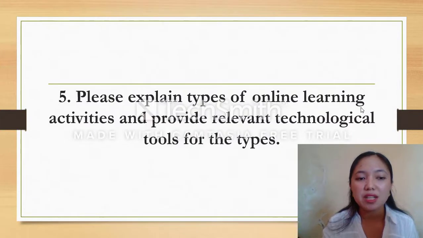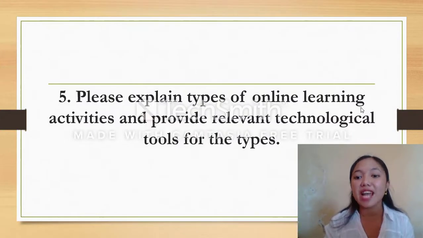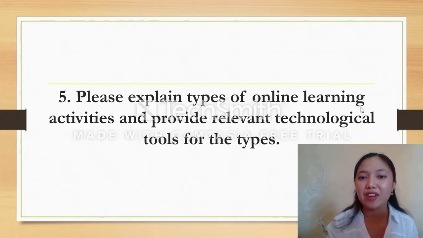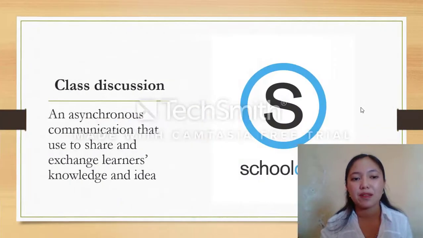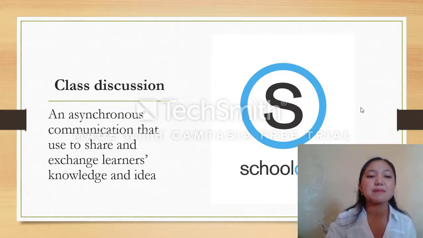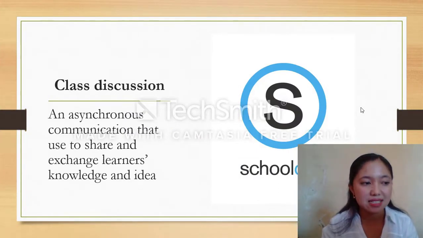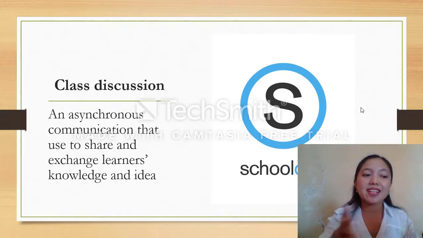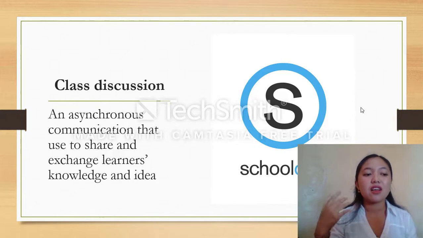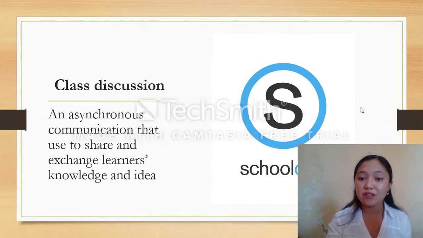And the next question is number 5. Please explain the types of online learning activities and provide relevant technological tools for the types. The first type of activity is class discussion. Class discussion is an asynchronous communication used to share and exchange learners' knowledge and ideas. The tool that can be used for this activity is Schoology.